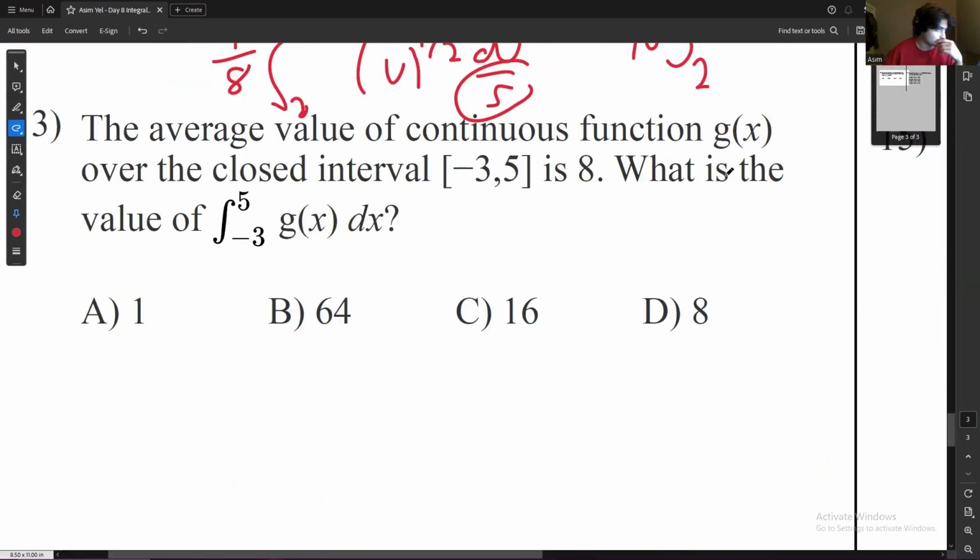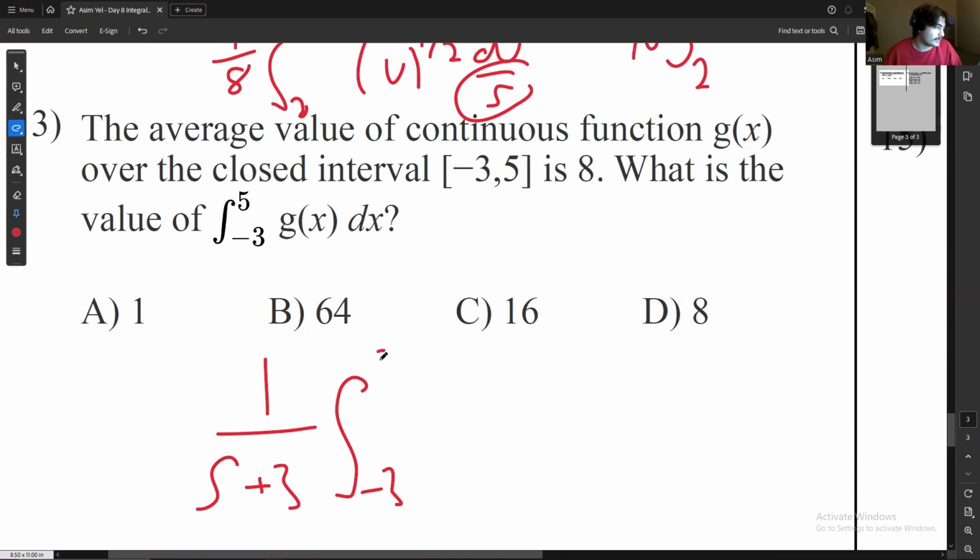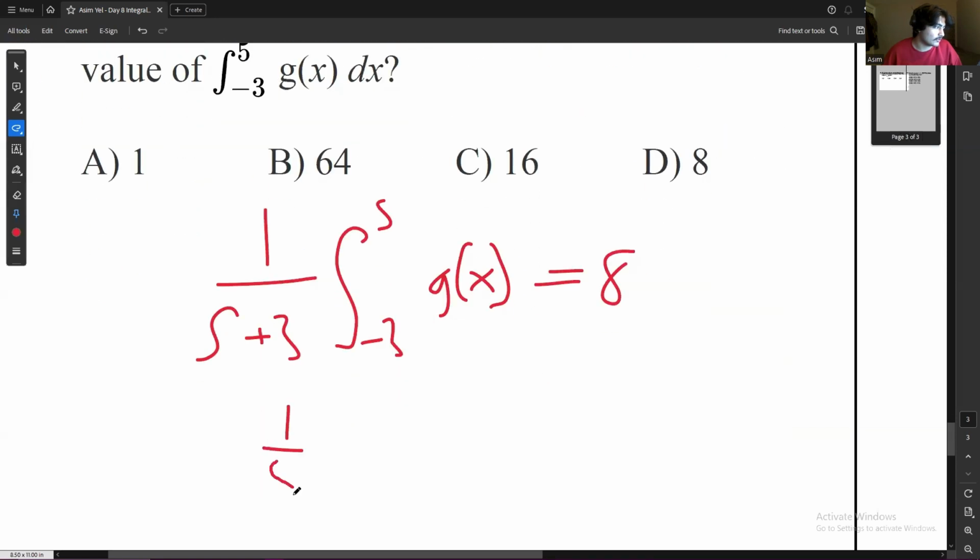Hey, what is the value of this integral? So basically, guys, we got 1 over b minus a, which is 5 minus -3, which is actually 5 plus 3, integrating g of x from -3 to 5. And they already say that this is 8. So 1/8 of this integral is equal to 8.